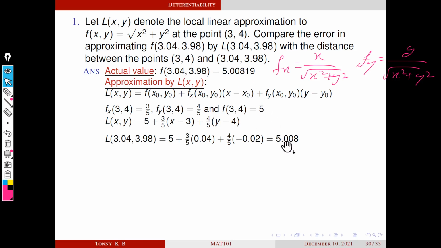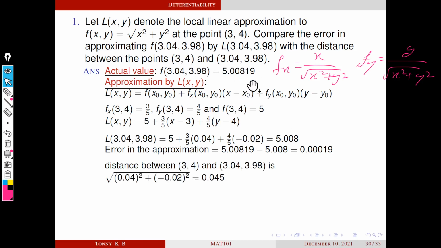Okay, so what is the error? This is the original value, this is the approximated value, so the error is the difference. This difference is 0.00019. Next, we have to compare this error with the distance between these 2 points. What is the distance between these 2 points? That is square root of delta x square plus delta y square, that means 0.04 square plus minus 0.02 square. That is equal to 0.045. So this is the distance between 2 points.